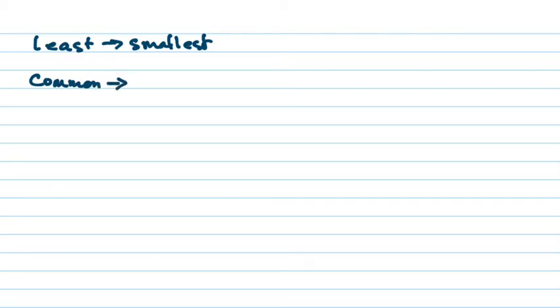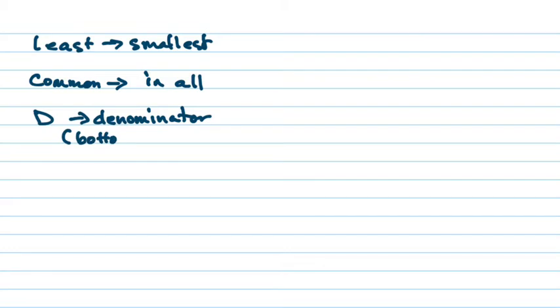So the least common denominator: anytime you see the word least, you should think smallest, right? Smallest thing possible. And if something is common, that means that it's in all of the things that you're looking at. And D always stands for denominator, which is simply the bottom of a fraction. So we've talked about that before. Okay. The bottom of a fraction.